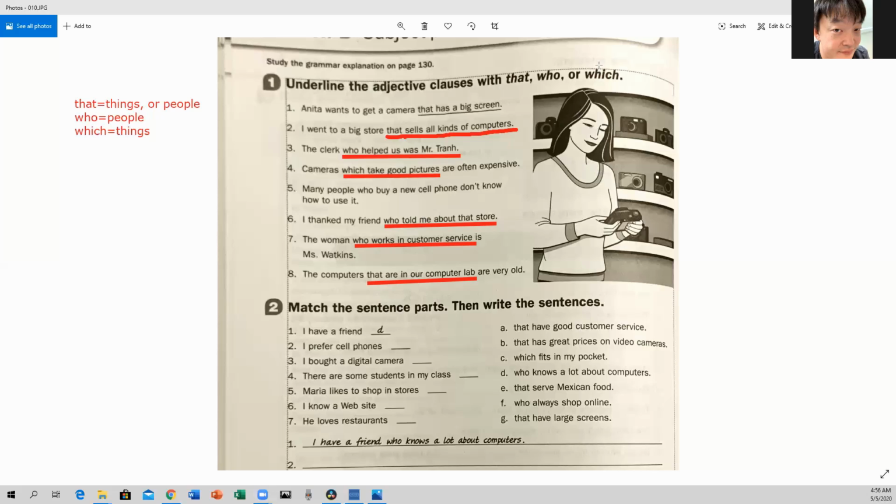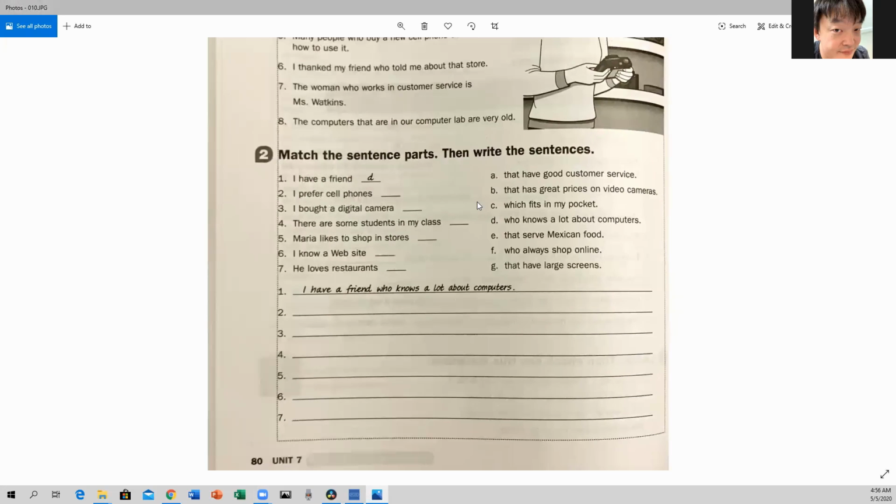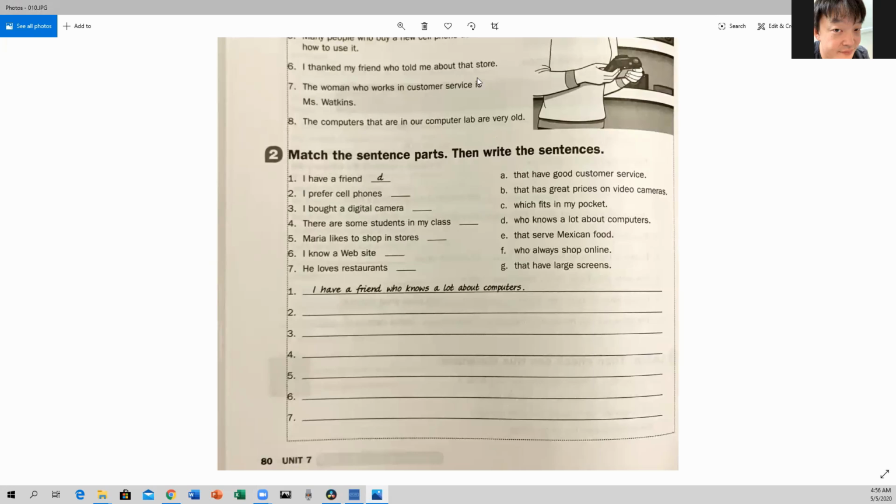So let's move on here to our next exercise. Okay? It's exercise number 2. That has a little bit more work, but it's not going to be that difficult because you see that if we keep practicing, this will help us. So exercise 2 is asking you to match the sentence parts, then write the sentences here. So I have a friend. What friend? Letter D, who knows a lot about computers. And then you write the sentence here.